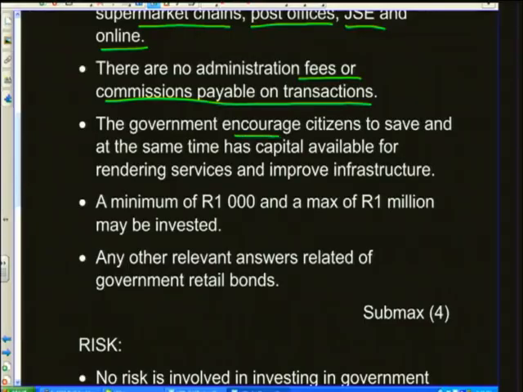The government encourages citizens to save, and at the same time, the government has capital available for rendering services and to improve infrastructure. So instead of the government going to a bank to borrow money, the government goes to its citizens and says, right, guys, we need money to build new schools, highways, hospitals. If they borrowed that money from the bank, it could charge them anything up to 13% interest, whereas if they borrow money from their citizens, they only have to pay their citizens back 8.5%, for example. So the government can save money there. It's an efficient means for them.